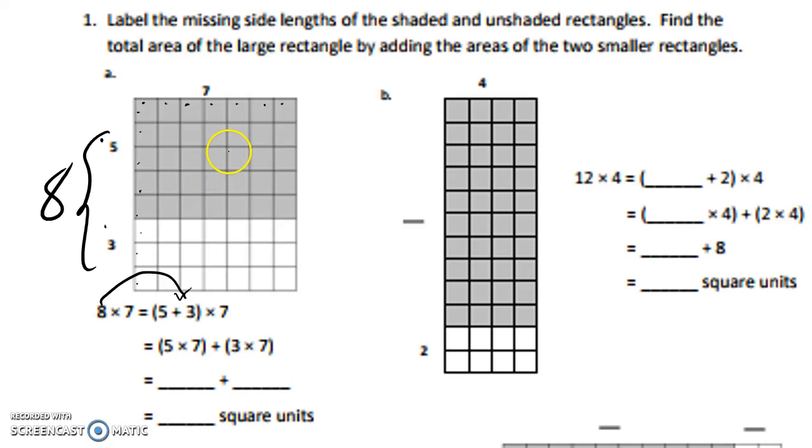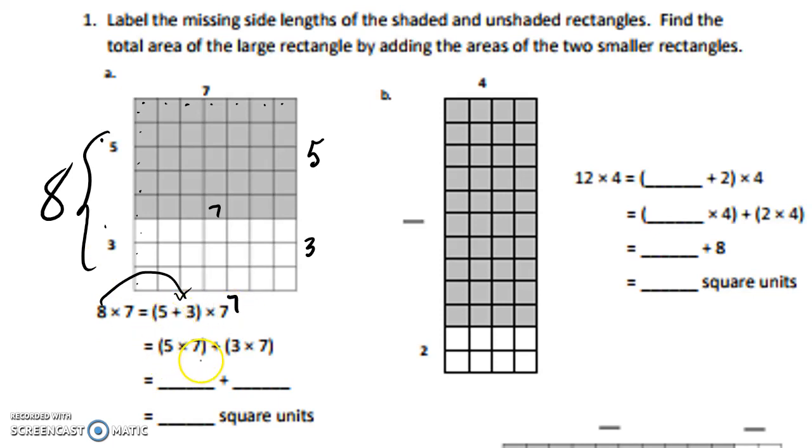So what I know about rectangles is that the opposite sides are equal. So if this side is 5, that means this side is 5. If this side is 7, that means this side is 7. Same idea here. If this side is 3, the opposite side is 3. And if this side is 7, that means this side is 7 also. Okay? So now, we talked about this first line.